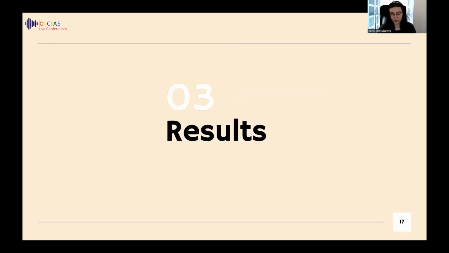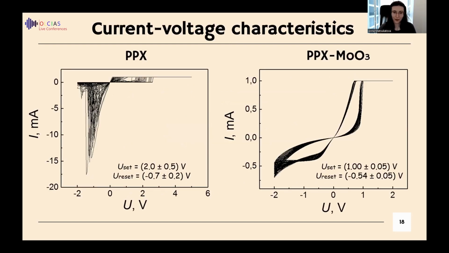So let me switch to the third part of my talk. Basically our results with these memristors. Here we can see current voltage characteristics, hysteresis curves of the pristine parylene memristors and parylene memristors with nanoparticles of molybdenum oxide. It can be seen that pristine parylene switches very stochastically. It can be seen that from cycle to cycle, the switching voltages are different. So at one cycle, it switches at this voltage, another cycle, it switches here. So the stochasticity is very high. And also it can be seen here because the states are very stochastic.